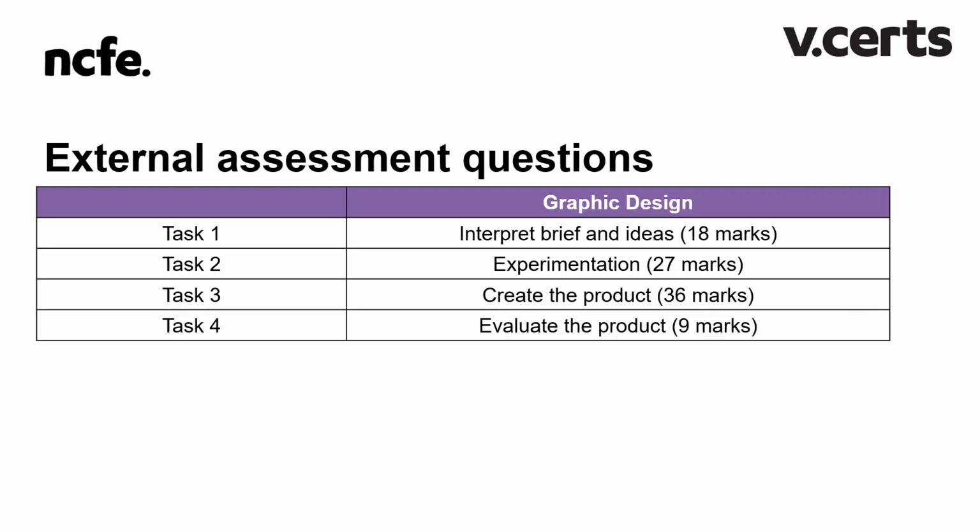For graphic design, the first task requires learners to interpret the brief and come up with initial design ideas. In task 2, the learners need to experiment with those ideas, and it should be clear they have experimented with all 6 graphic design components. Task 3 is the creation of the final product, and task 4 is an evaluation where learners should give detailed conclusions about the appropriate use of graphic design components.